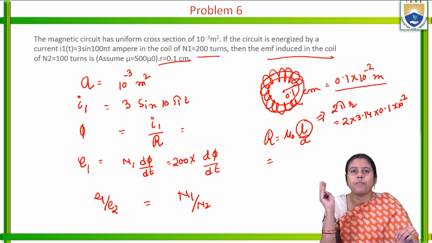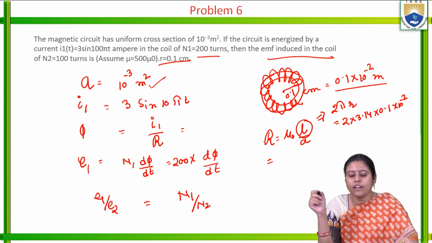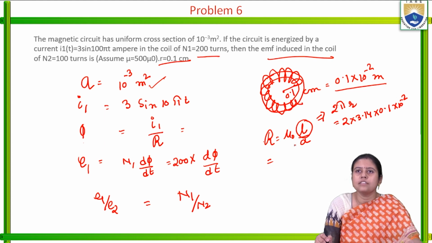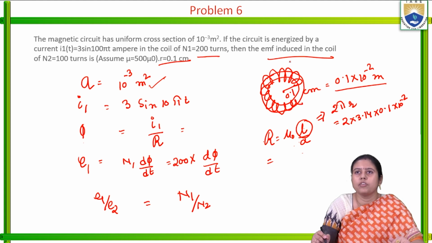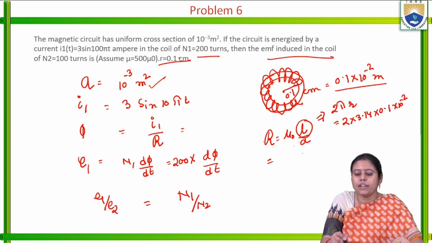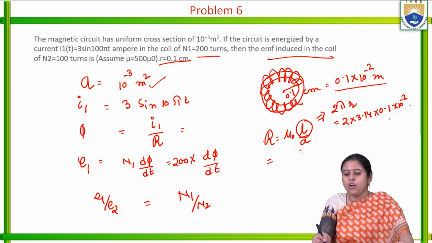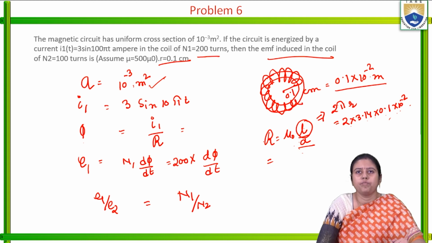So what are the terms? First we have the cross-sectional area 10 to the power minus 3. How to get phi? Phi is equal to current by reluctance. What is reluctance? Mu naught L by A. What is L? L is a circular path, so it is 2 pi R. Radius is given in the problem as 0.1, so we can write 2 into 3.14 into 0.1 into 10 to the power minus 2. What is A? A value is also given, it is 10 to the power minus 3 meter square. What is I1? I1 is equal to 3 into sine 100 pi t.